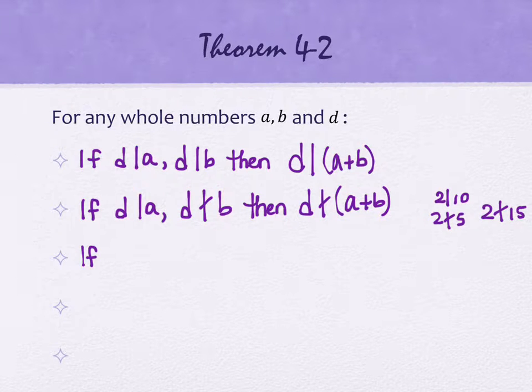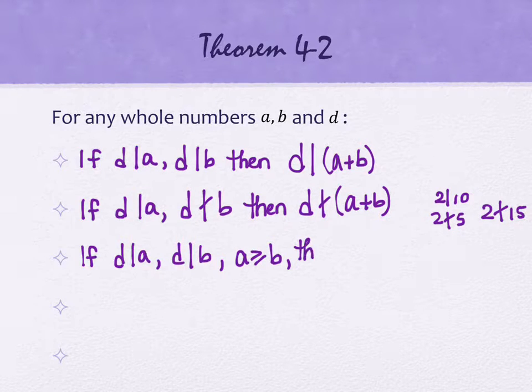Okay, we're going to do a little bit with subtraction now. If D divides A and D divides B, and we have this extra condition that says A is greater than or equal to B, I'll talk about that in a second here. But then, what do you think is going to happen when we subtract two numbers that were each individually divisible by D? It is going to be divisible, yes.